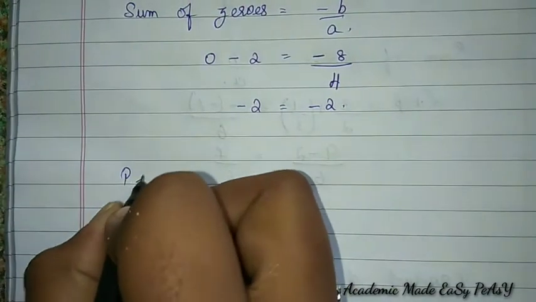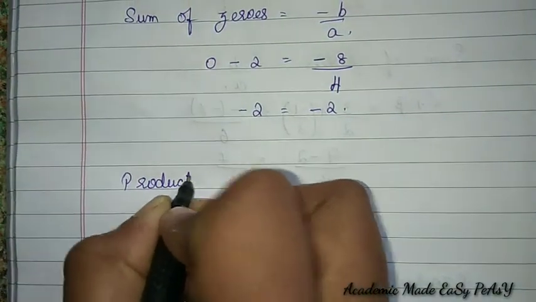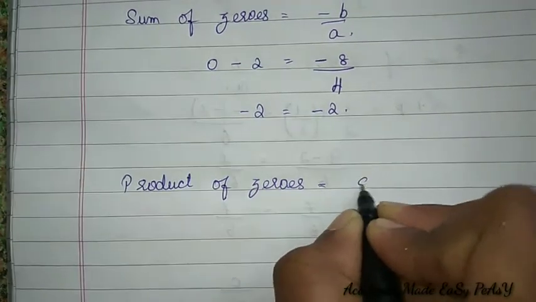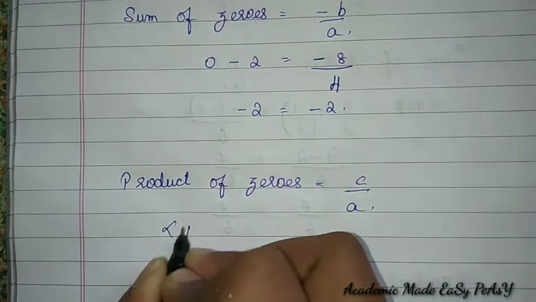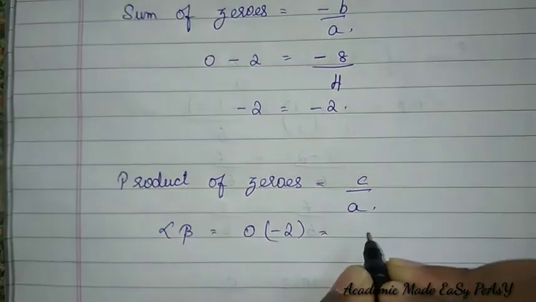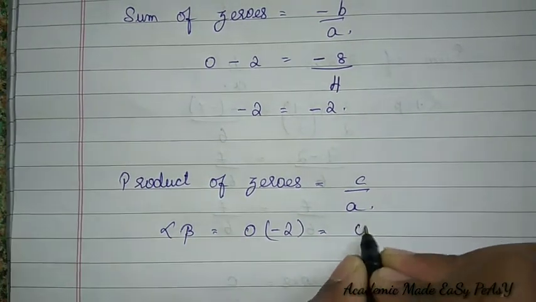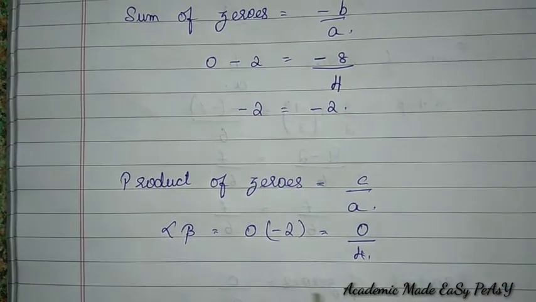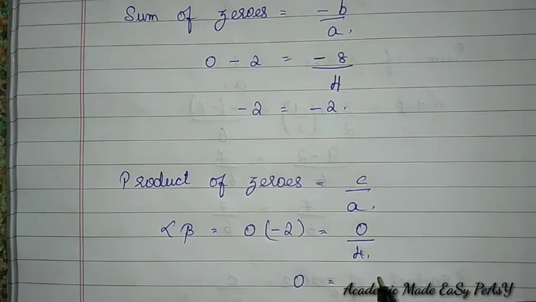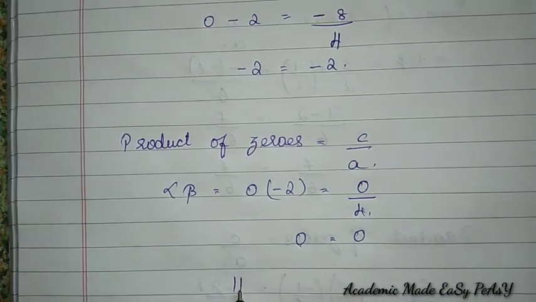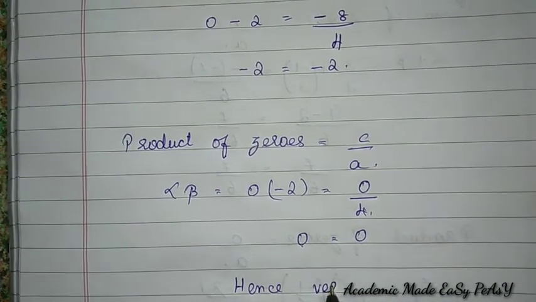Now product of zeros. So product of zeros is equal to C by A. So alpha into beta is equal to 0 into minus 2 is equal to, what is my C? I don't have C, so therefore it will be 0 by my A is 4. So 0 into something is 0. 0 divided by some number is also 0. So therefore LHS is equal to RHS. So sum of zeros and product of zeros are verified. So I will say that hence verified.